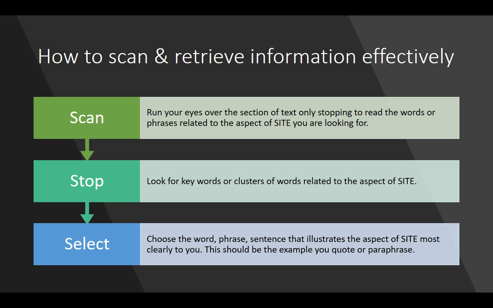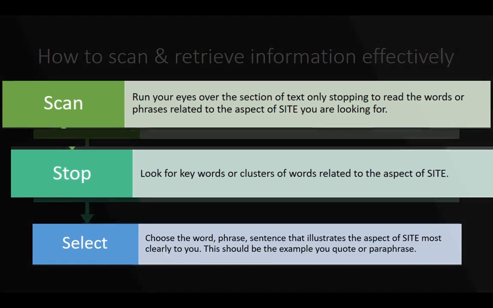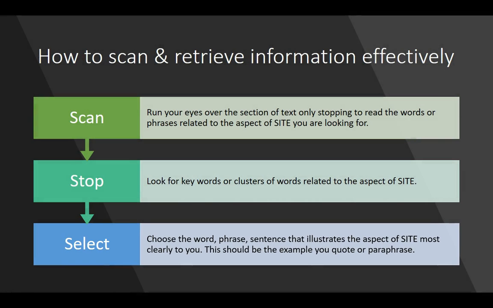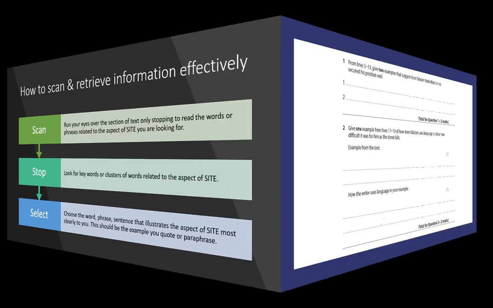Obviously on paper 1 you need to provide two examples in question 2, so you're going to need to find two. To scan and retrieve information effectively, you scan, you stop, you select. You run your eyes over your text, alert to keywords related to whatever the focus of the question is, and then you read around those keywords to select the evidence that you're going to use either directly or in the form of paraphrasing.